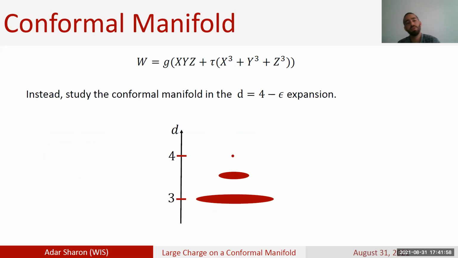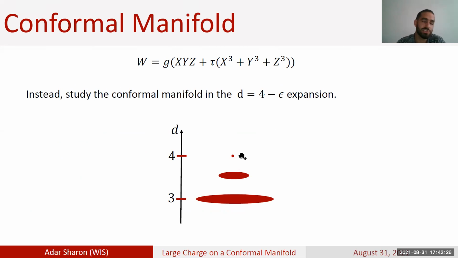The extra assumption we're going to make is we're going to use the epsilon expansion. The conformal manifold that we discussed exists not only in 3 dimensions, but exists in any dimension between 3 and 4. So in 4 dimensions, the interaction is marginally irrelevant, and so we flow back to the free theory. So it's not really a conformal manifold, it's just a point. In 3 dimensions, we have this full conformal manifold we discussed.